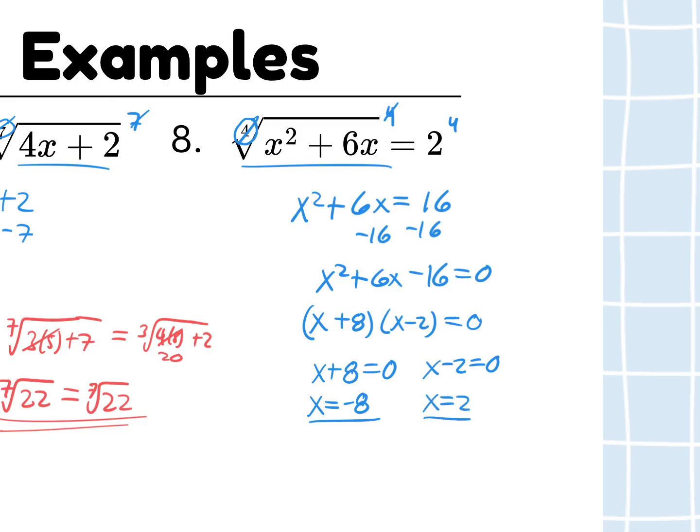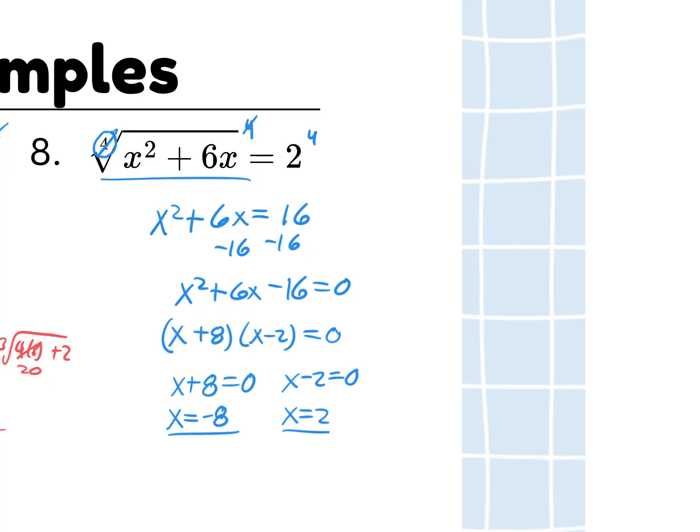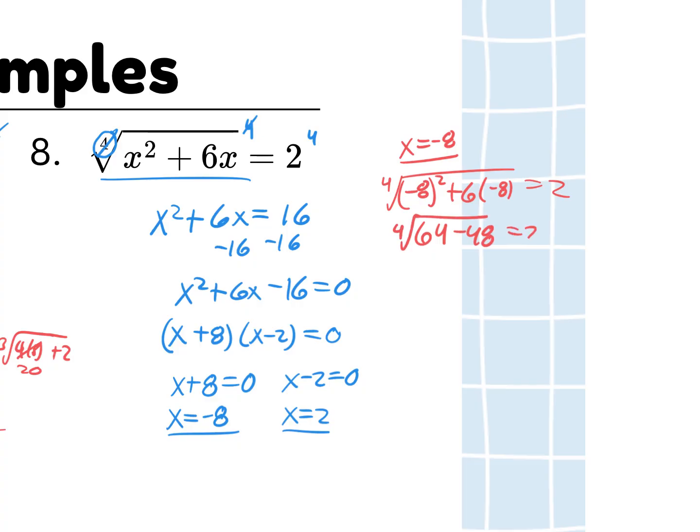All right, now let's check that these are valid solutions. I'm going to check x equals negative 8. So checking this one, it's going to be negative 8 squared plus 6 times negative 8, and the fourth root of that should be 2. So I get 64 minus 48, the fourth root of 16 is 2, right? And this is true. If you need to make the factor tree to verify, you can. But 2 equals 2, so x equals negative 8 does work.